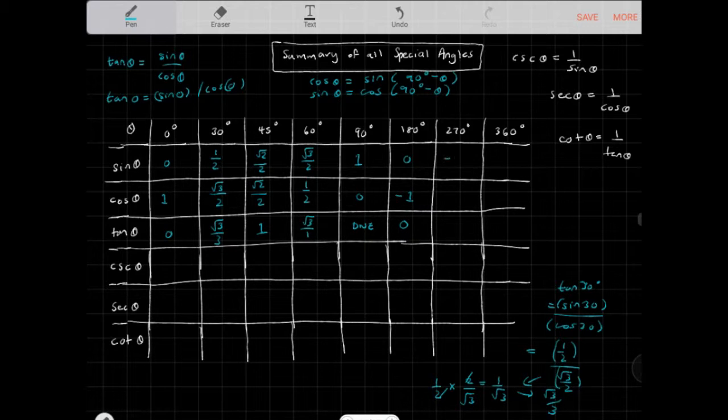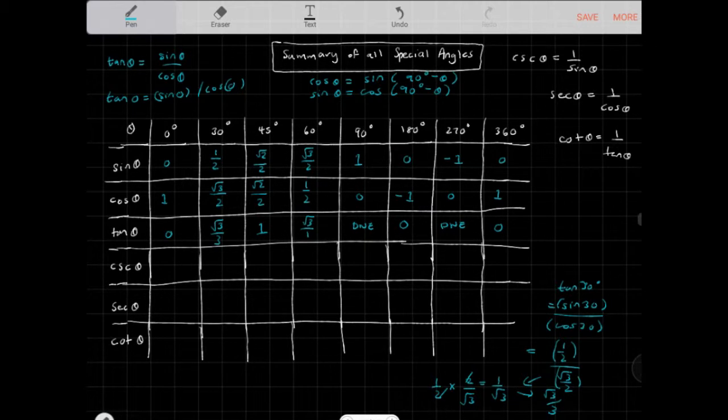Right, sine 270 was -1, cosine 270 was 0, tan 270 is sine 270, -1, divided by cosine 270, which is 0, doesn't exist, right? Sine 360 was 0, cosine 360 is 1, and tan 360 is 0, okay? So those are the values for our primary trig functions, right? These are your primary trig ratios.